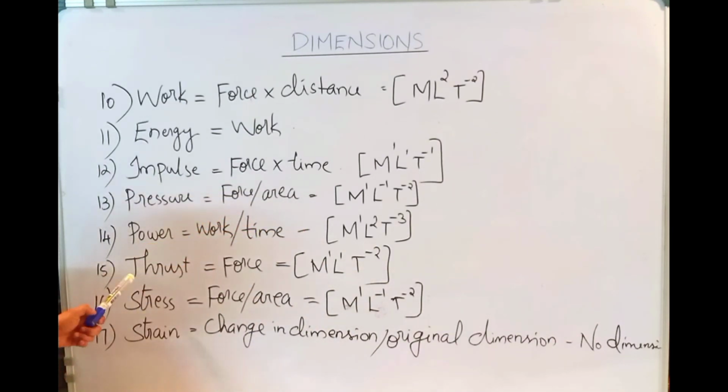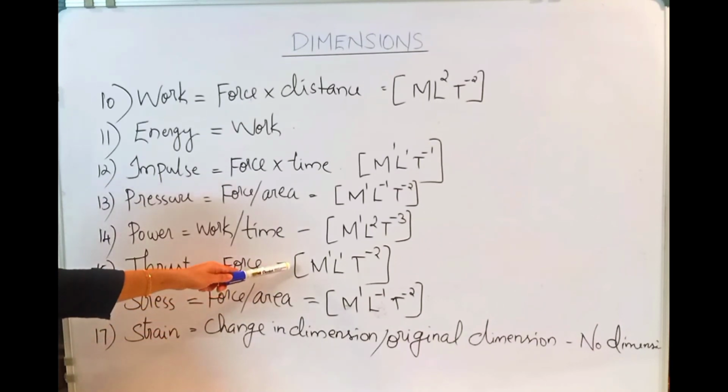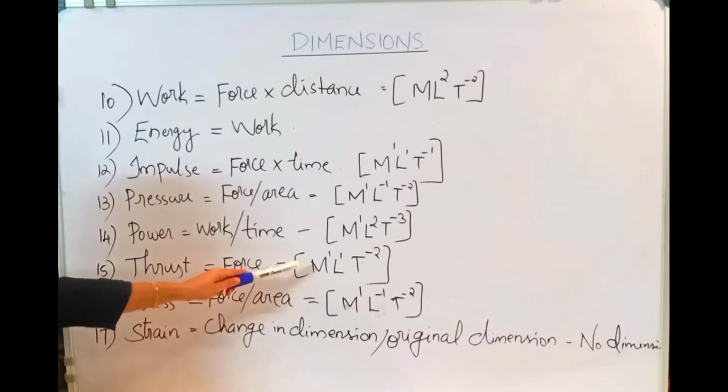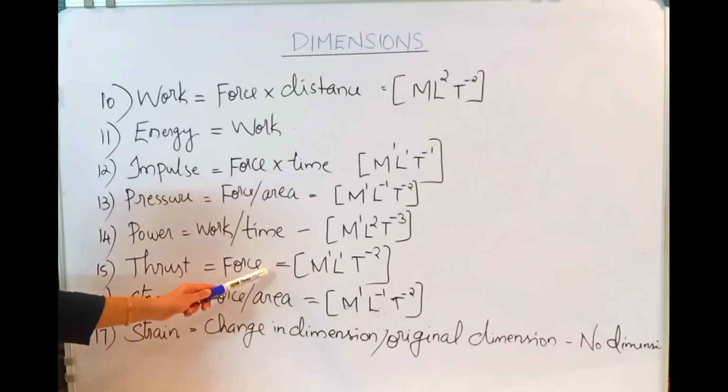Okay. Now thrust. What is thrust? Yes, thrust is equal to force. So if you are getting these two quantities, that will be a pair, that is, both have the same dimension. Thrust is actually the force. So we will get the same dimension as that of force, that is M1 L1 T raised to minus 2.